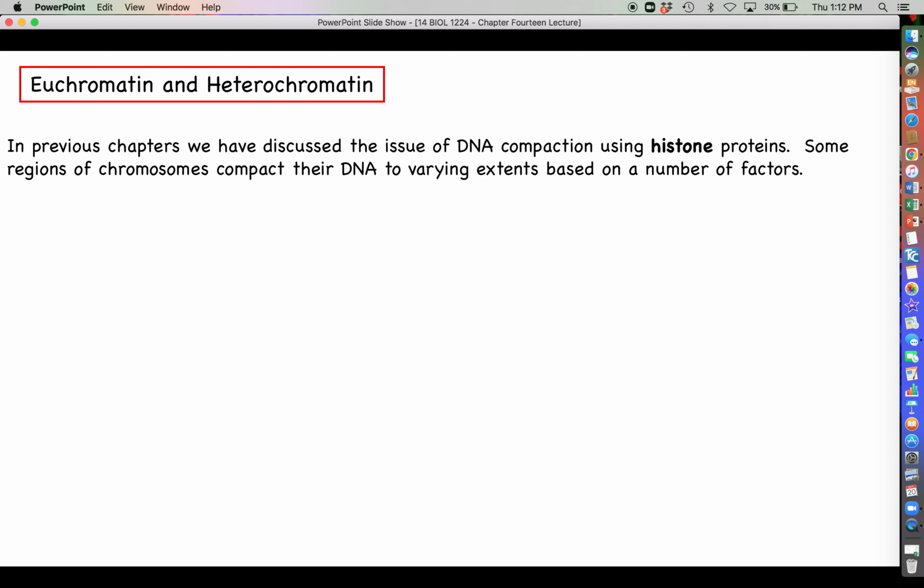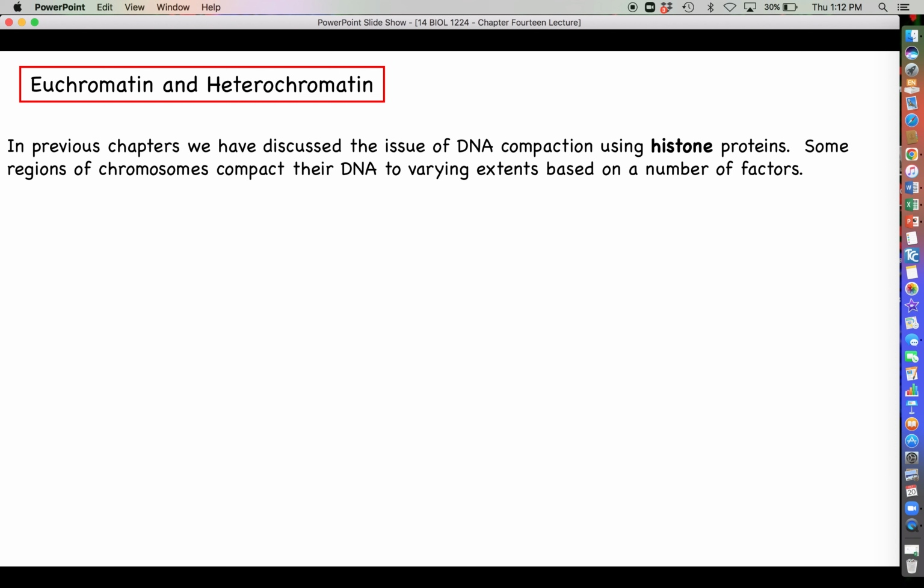So in previous chapters, we've obviously talked about the compaction issue of DNA and how if you stretch out DNA in a cell, it's going to be like 7 feet long. So we've talked about that and the challenge of fitting a vast amount of DNA into a very small space like the nucleus. And we talked about the role that histone proteins play in compacting the DNA.